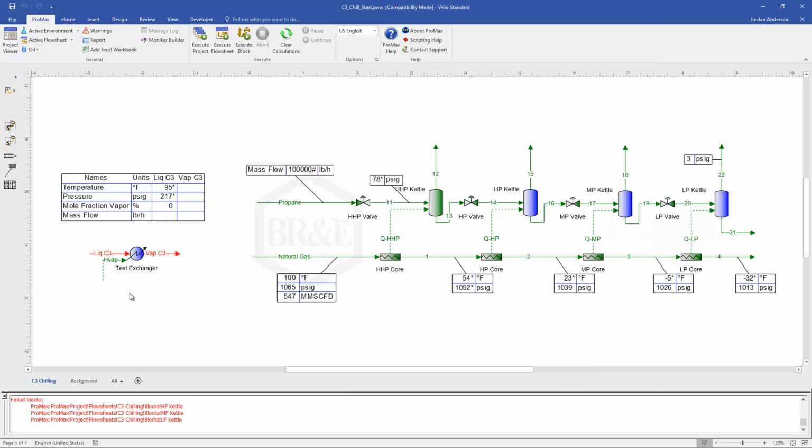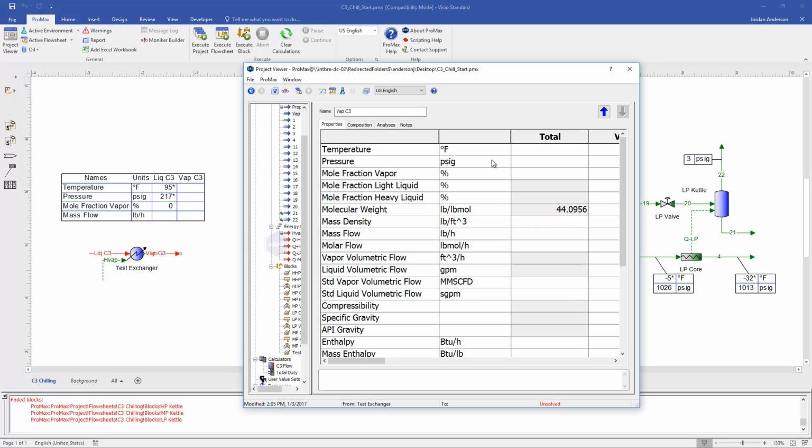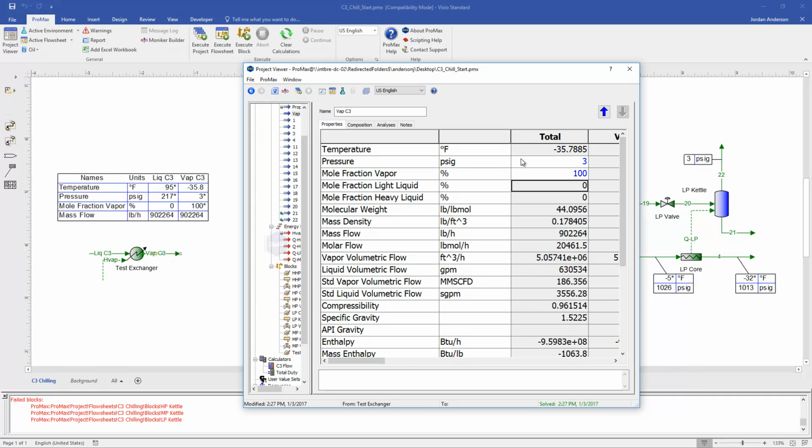With that total duty, I'm just going to take a propane stream and start it at my initial conditions, which were 95 degrees and 217 pounds. Then I'm going to set the outlet as what I'd like my final conditions of my propane to be, which is 100% vapor at my low pressure kettle. So if I double click on this stream, for my pressure, I'll set this to my low pressure kettle pressure, 3 pounds and 100% vapor.